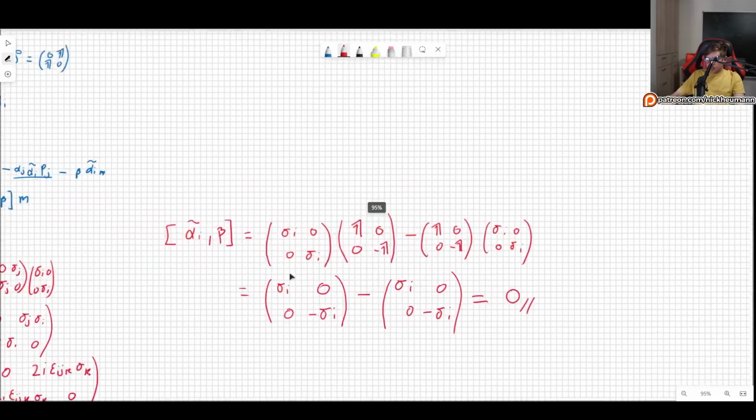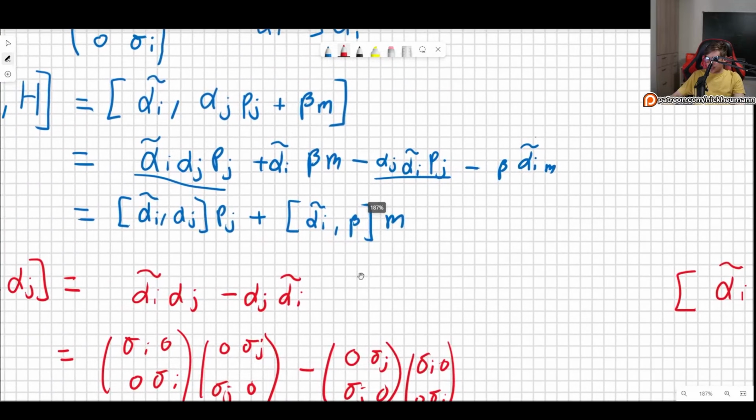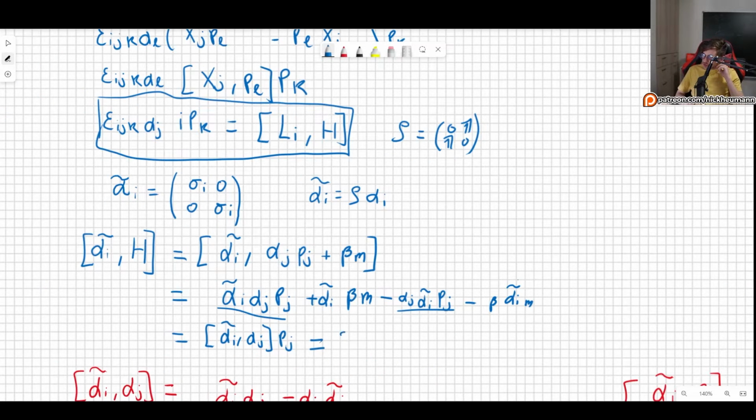Okay, so from this, we can go back in here. This part will be 0, that is easy. So this result is just going to be 2i epsilon I j k. Be careful not to confuse these two i's. One of them is an index, the other one is the regular i that we use for complex numbers. Then we have alpha k and pj.